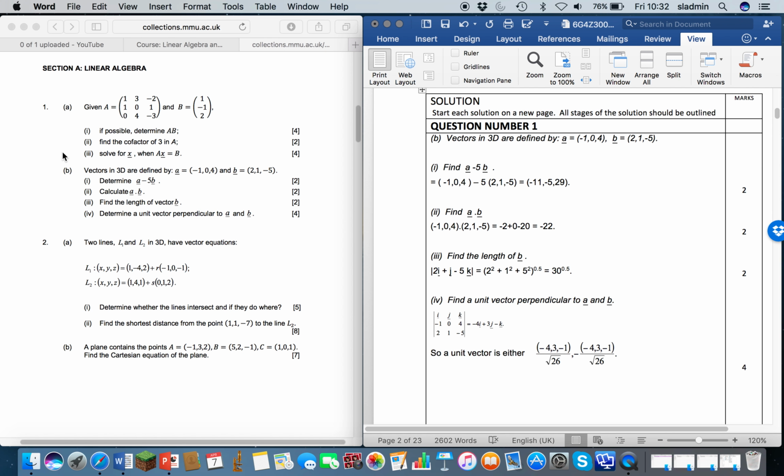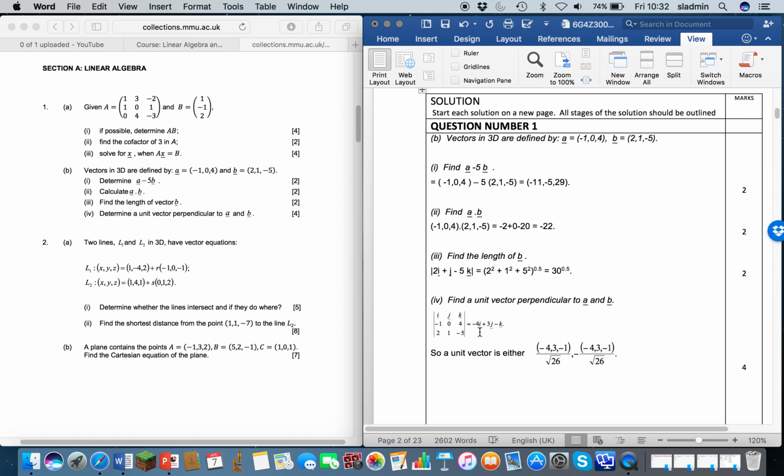And then finally, 1B part 4, we want to determine a unit vector perpendicular to A and B. So we need to find a perpendicular vector to A and B. So we take a cross product of A and B to find a perpendicular vector. So we write down i, j, k, the unit vectors. And now here is the vector A, here is the vector B, and we simply find this 3 by 3 determinant, and we get a vector. So this vector is perpendicular to both A and B.